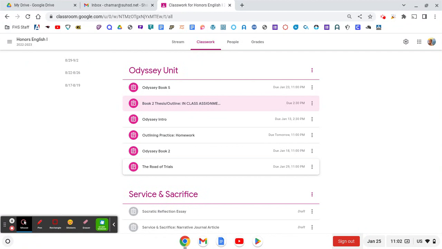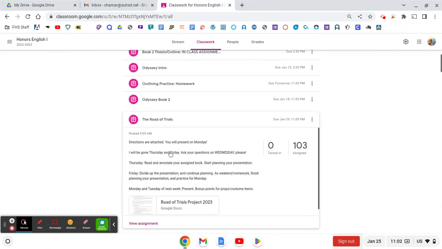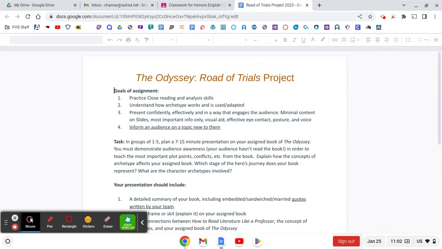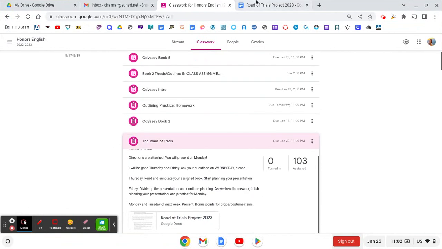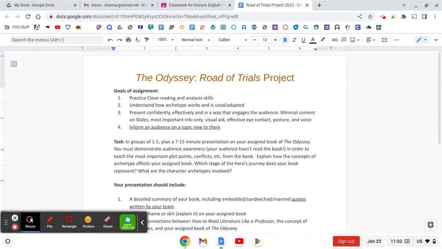You should have received your book assignment. For that book, you're going to read it, summarize it, and be prepared to present on it this coming Monday. You should have a team unless you elected to work individually, which is fine as well. Groups of 1 to 5. In first period, I okayed one group of 6, but other than that, it should be groups of 1 to 5 to present on your assigned book.